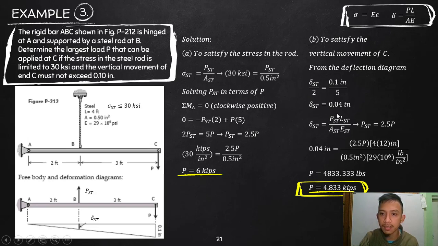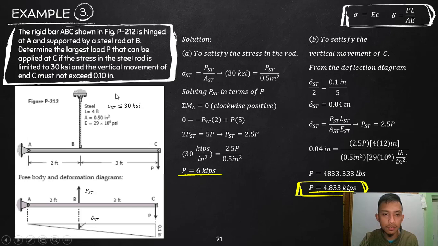Substituting that, do not forget what we are trying to find is not PST. Since these are given, the unknown is your P sub ST. That is the reaction of your steel bar, but that is not the unknown in the problem. The unknown in the problem is the force P, the maximum force P. So we will substitute that by its equivalent. We figured that out a while ago by getting a moment at point A. So that PST is equivalent to 2.5 P, then we can change that to 2.5 P.